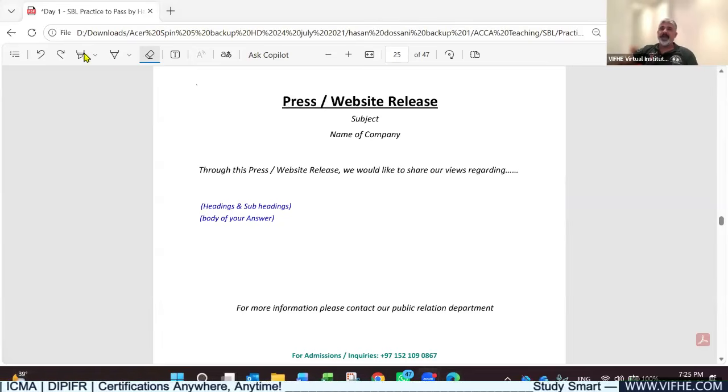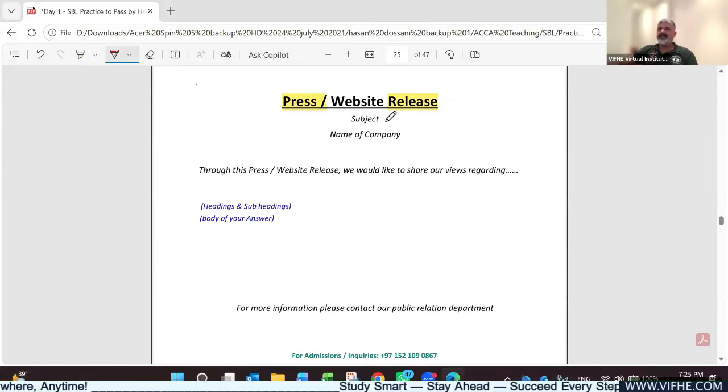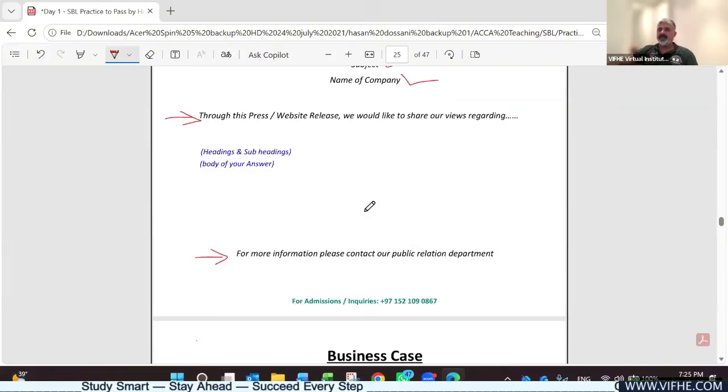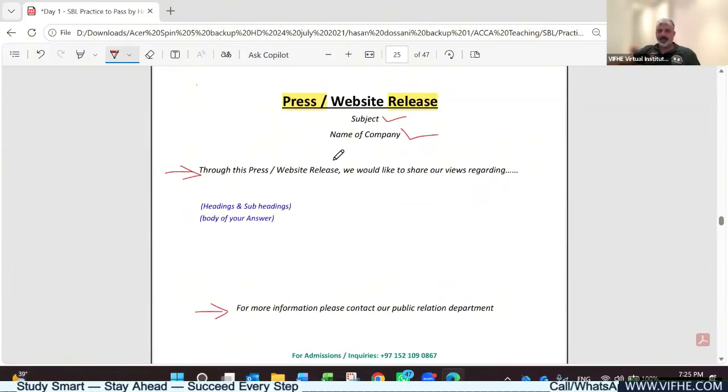So when you have to draft a press release, you will write press release on the top. You will write the name of the subject, the name of the company, and this is the opening sentence, and then the closure. Again, a unique, different format. So you will need to memorize it.